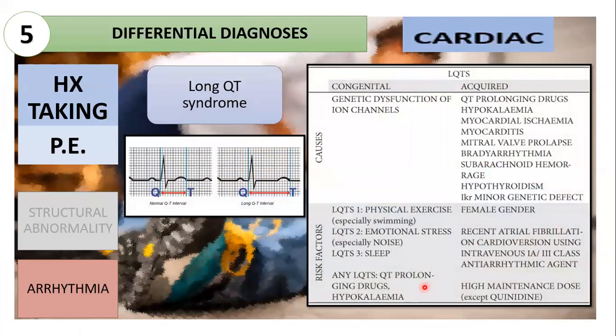For the long QT syndrome, that is how you would see it in ECG. There are longer QT intervals. It could be associated with congenital genetic dysfunction of ion channels or acquired through various disease conditions listed here. As for the risk factors, females are more predisposed to having it, and certain activities like swimming, emotional stress, and sleep have been associated too. And of course, those who are taking QT-prolonging drugs.